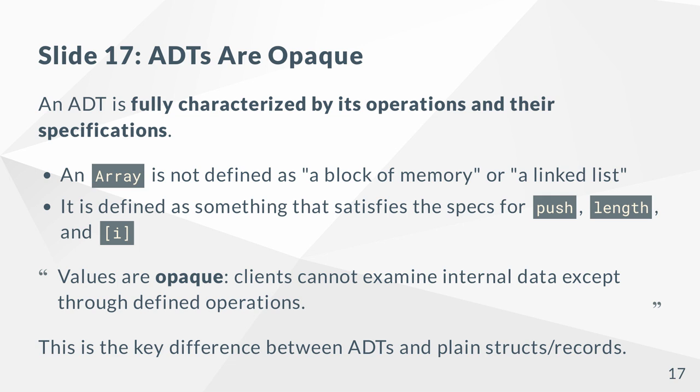This is the critical difference between an ADT and a plain record or struct. A struct exposes all its fields openly. An ADT hides them completely. When we say a type is abstract, we mean exactly this. The concrete details are hidden. Only the abstract interface is visible.